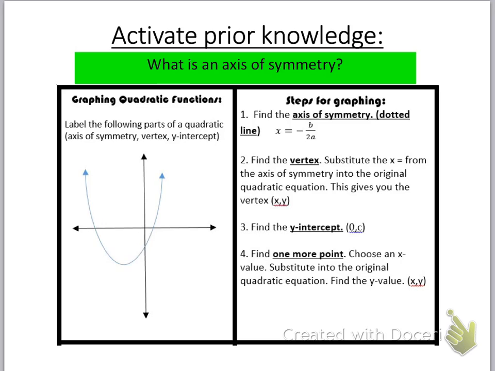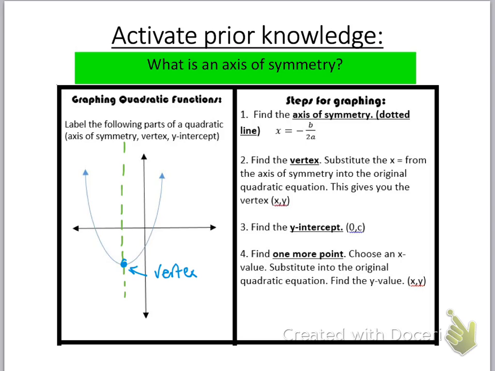So first I'd like to go over again the different parts of a quadratic equation, the parts of the graph, the parabola. First, we have the axis of symmetry, which is often shown using a dotted line to represent how you could fold in half the parabola and have both sides be exactly the same. Then we have the vertex, which is either the highest or the lowest point on the parabola, and it is on the axis of symmetry.